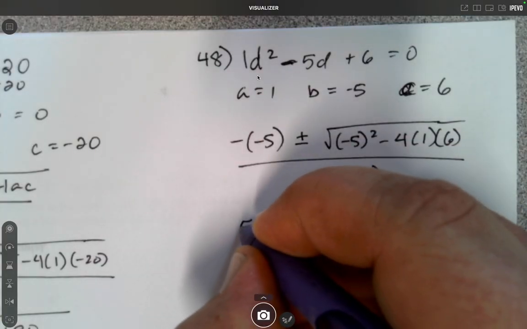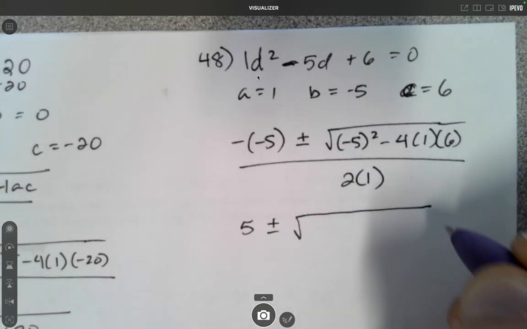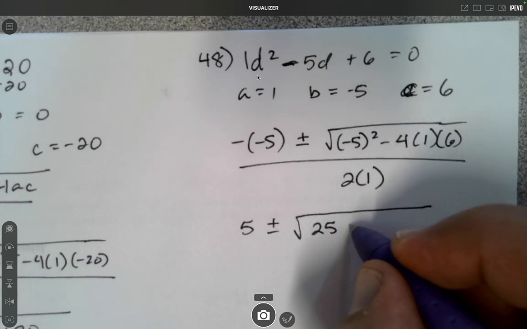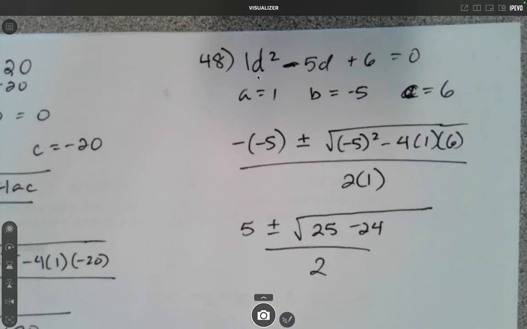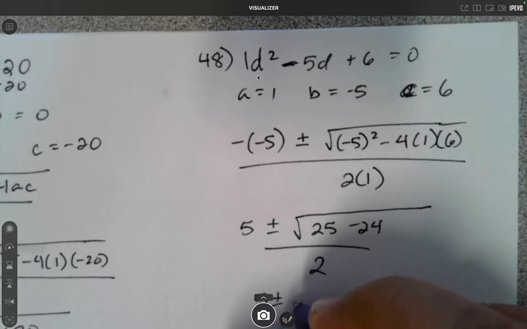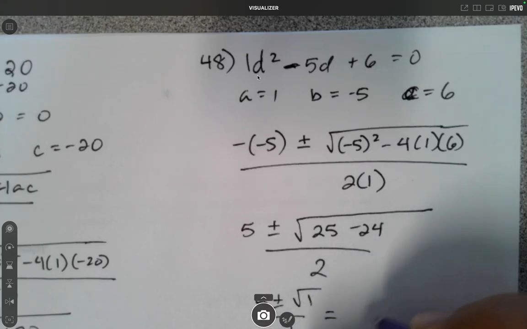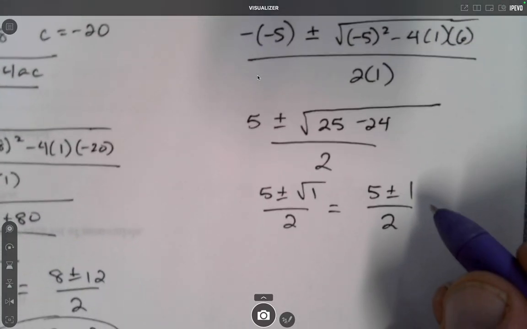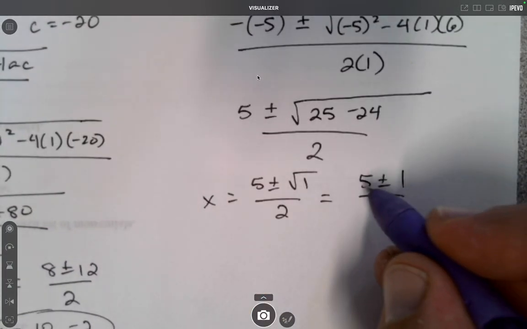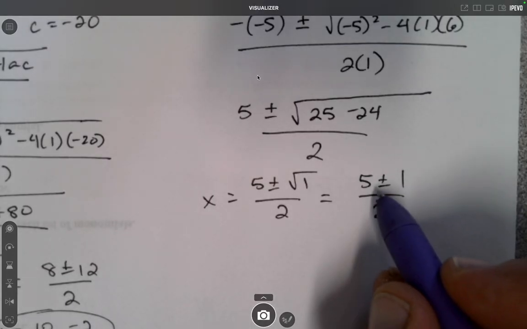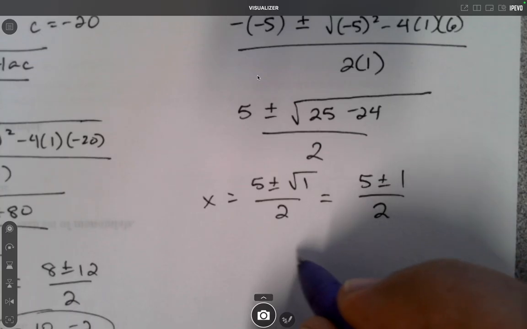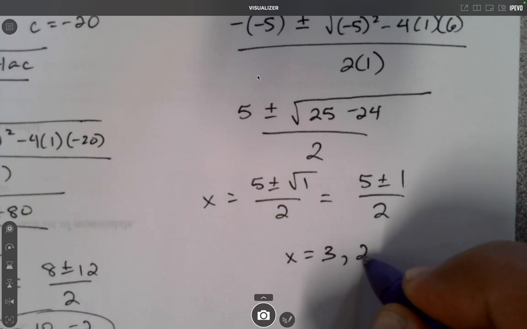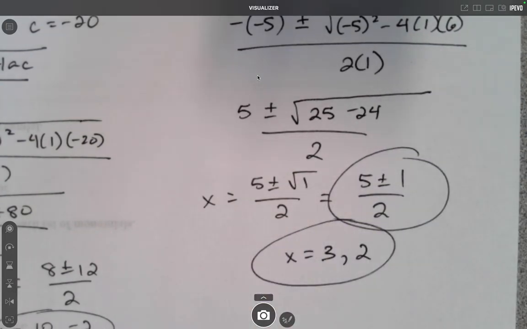The two negatives become a positive. Negative 5 squared is positive 25. 4 times 1 times 6 is 24. So we get 5 plus or minus the square root of 1, all divided by 2. The square root of 1 is 1. So I would accept this answer right here. You could just say x equals 5 plus or minus 1 over 2. Or you could say 5 plus 1 is 6. 6 divided by 2 is 3. 5 minus 1 is 4. 4 divided by 2 is 2. So you can give me this answer or this answer.